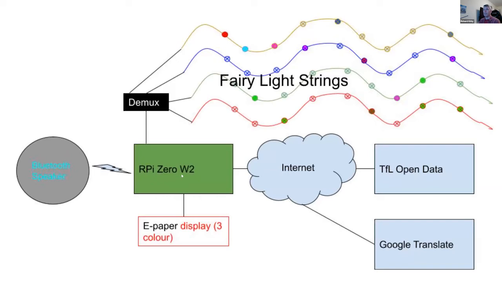It's got a Raspberry Pi Zero W2, got that e-paper display that I've shown you. I talk via the internet to TFL Open Data, which I'll talk about in a second, and the voice is provided by Google Translate. Then I got a demultiplexer that talks to the 4 strings of fairy lights. As I mentioned, they're fixed address. So if I send out an address command to light the first pixel, the same pixel would light on all different fairy light strings. So that didn't work, so I had to demultiplex them. I talked about that in my last talk.